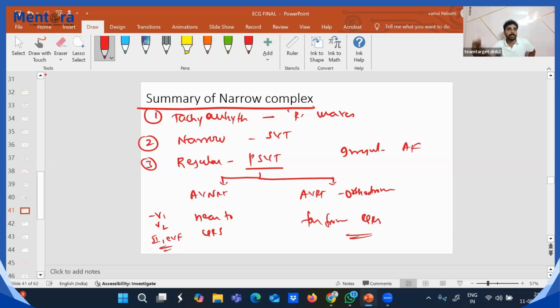Just see step by step: tachyarrhythmia, narrow complex, regular, P wave absent, PSVT, AVNRT, AVRT. See V1, V2, any deflection. Is the deflection near or far? Period AVNRT, for us AVRT. Very simple. Right.